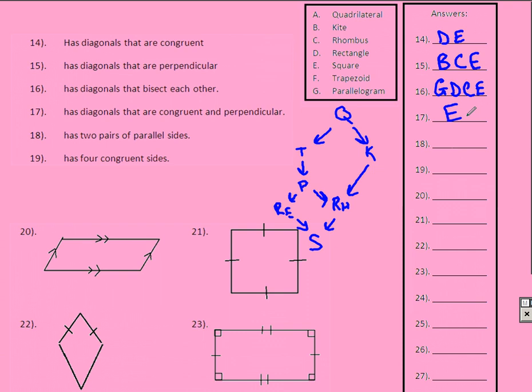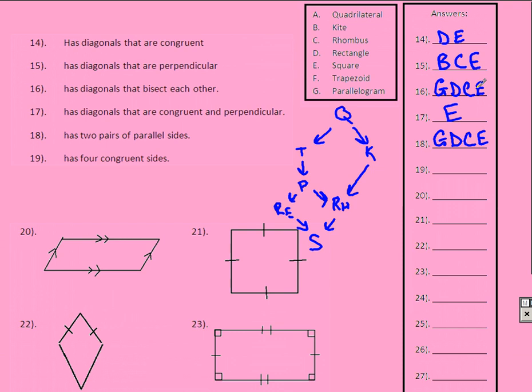Number 18, two pairs of parallel sides. Well, that happens in a parallelogram, so that's my first answer. And again, what else can you call a parallelogram? Rectangle, rhombus, and square. So rectangle, rhombus, and square. Notice 16 and 18 were both parallelograms to start. That's why they ended up with the same answer.